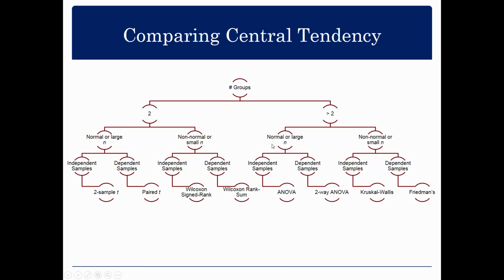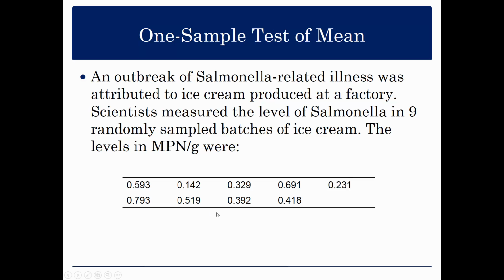Do I have independent samples, more than two independent samples, or do I have dependent samples, which would be like repeated measures or something? Independent samples would be ANOVA. And a similar thing would be the two-sample t-test whenever I have only two. So these are included in the slide just to show you all the different possibilities of tests when you're comparing the average. Let's do a real quick example of the one-sample test of the mean.